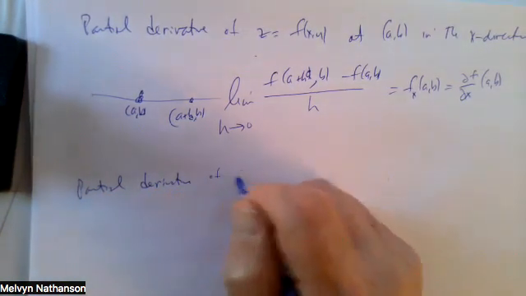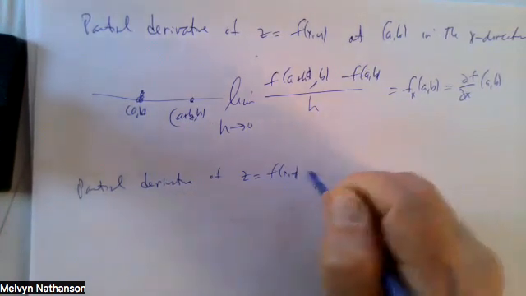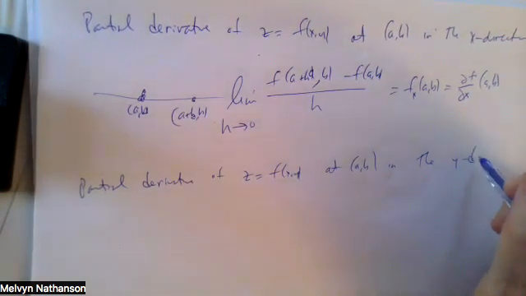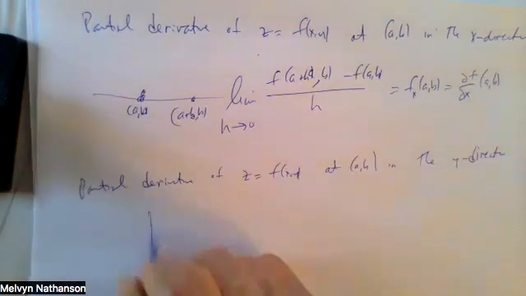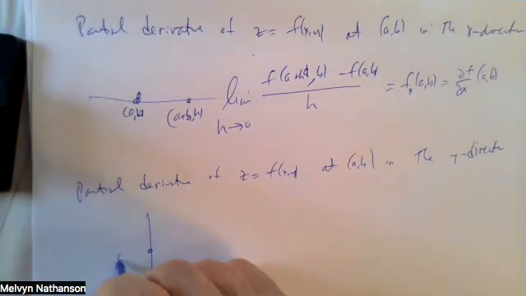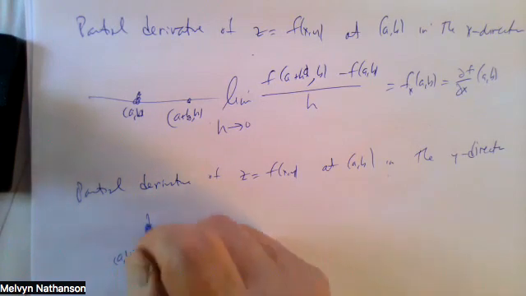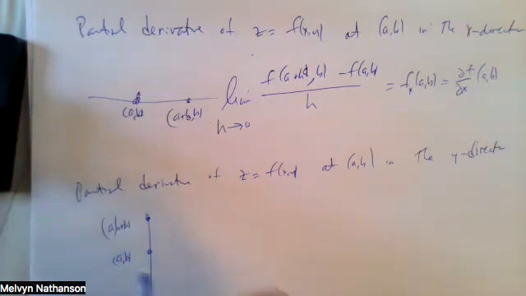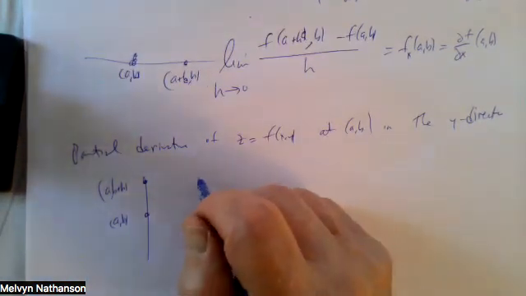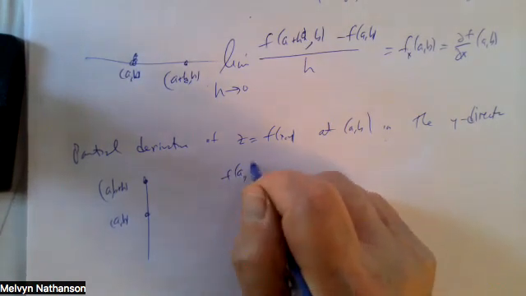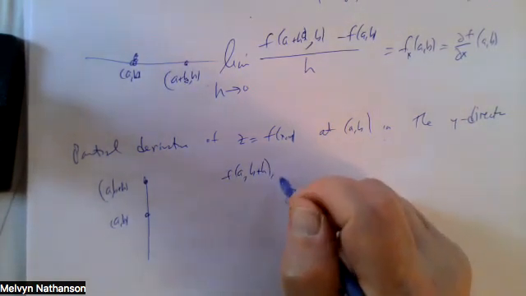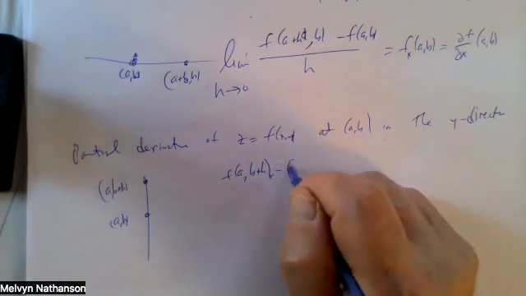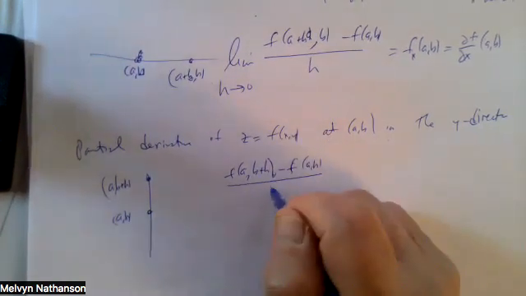The partial derivative of z equals f of x, y at (a, b) in the y direction. So we have the point (a, b), we keep a fixed and we change b by h. So we go from (a, b) to (a, b plus h), and we look at how much the function changes as the b coordinate changes by h. So it's f of (a, b plus h) minus f of (a, b), divided by h.